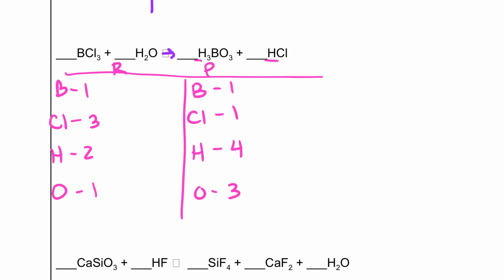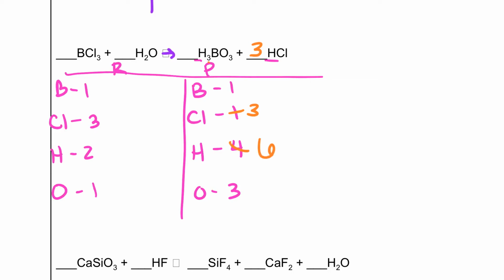So remember to save your oxygens and hydrogens till last. So how I'm doing this is I'm going to balance my chlorines first. So I am going to put a 3 there to try and balance my chlorines. And when I do that, I change that to 3. Now I have 3 hydrogens here plus 3 hydrogens there.